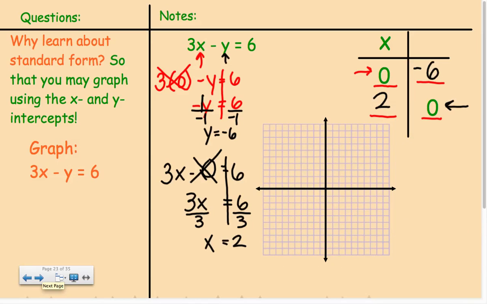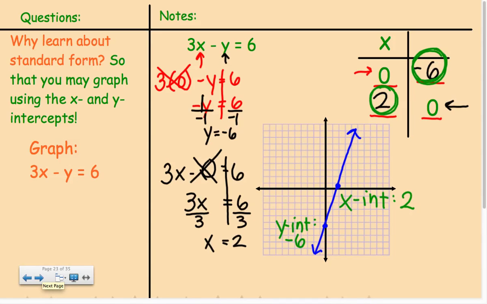I'm going to move my graph up over here so I have a little more space. Alright, so let's graph these 2 coordinate points. 0, negative 6. 1, 2, 3, 4, 5, 6. My smart board's a little off, so it's not exactly on the dot, but that's okay. And 2, 0. I draw my line. Now if you look at my line, my x-intercept, so where my line crossed the x-axis, was at the number 2, which is right here under the x column. My y-intercept, which was right here, is at negative 6, which is right there.